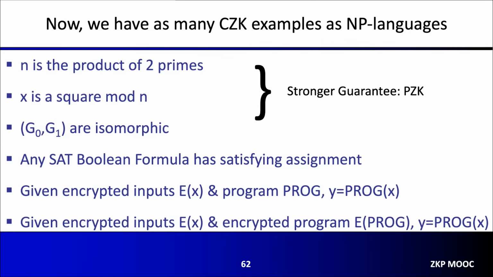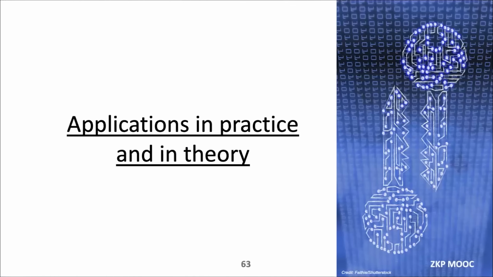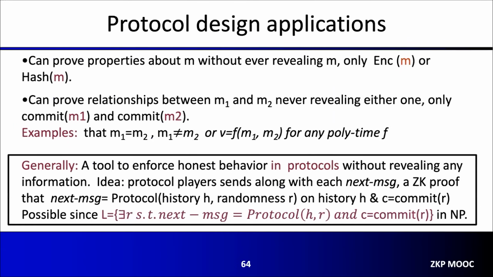Given an encrypted input E of X and a program, prog, I can prove to you in zero knowledge that if you ran this program on X, which you only see the encryption of, you will get Y. In fact, I can give you an encrypted input and an encrypted program, and prove to you that if you ran that program on the input, you would get back Y. And that is without revealing the input or the program. Why is that important? Here are applications.